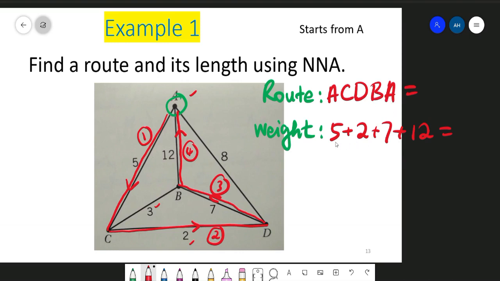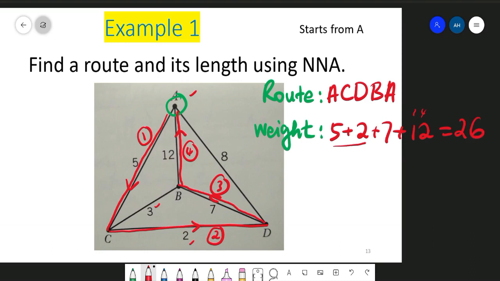The distance will be, we have to add these numbers: 5 plus 2 plus 7 plus 12. So 5 plus 2 is 7, and 7 plus 7 is 14. And 14 plus 12 is 26. So the total distance is 26.